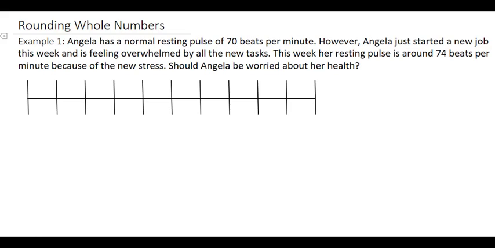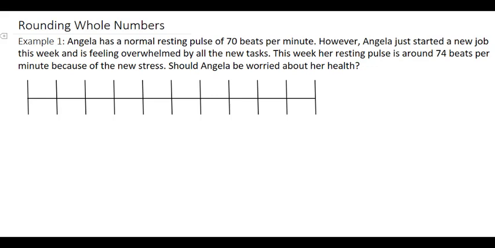Angela has a normal resting pulse of 70 beats per minute. However, Angela just started a new job this week and is feeling overwhelmed by all the new tasks. This week, her resting pulse is around 74 beats per minute because of the new stress. Should Angela be worried about her health?